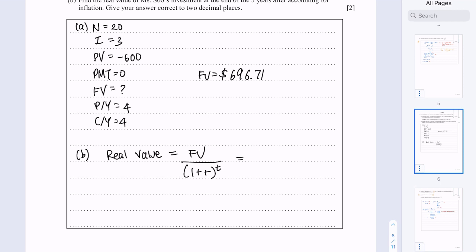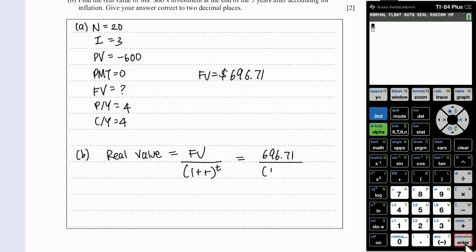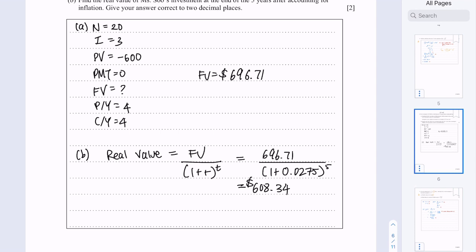So in this case, our real value is going to be 696.71 over 1 plus, and I have to write the inflation rate as a decimal here. And then let's raise everything in the denominator to the power of 5. So plugging this into my calculator, we get a value of $608.34, correct, 2 decimal places.